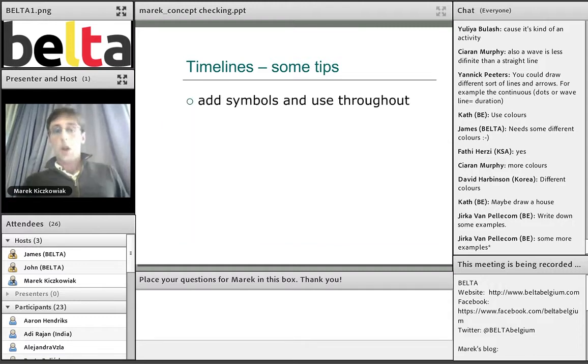The second tip would be to add symbols and use them throughout. Somebody suggested, for example, a wavy line, but I think the important thing is that if you choose your symbol, so let's say you use a wavy line for continuous action, you should always use a wavy line for continuous action so that your students get used to it. And then it's easy to use that symbol for concept checking. You can just draw a wavy line and students will know straight away what you're referring to.